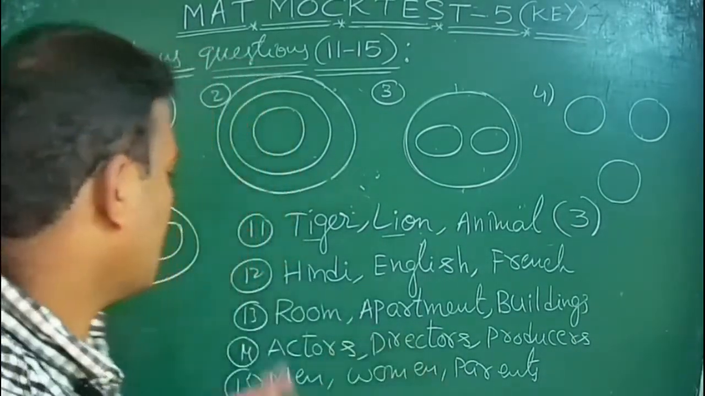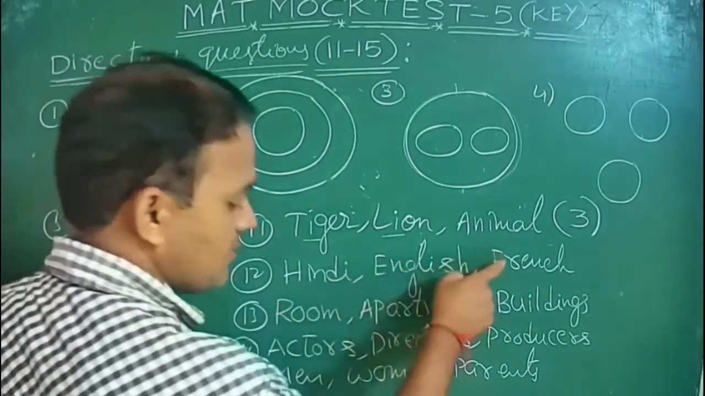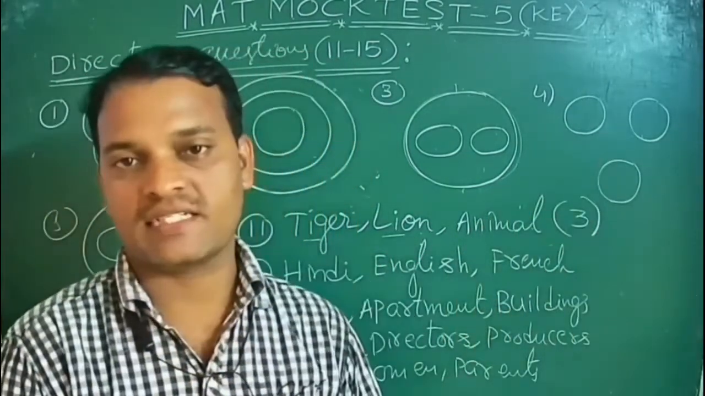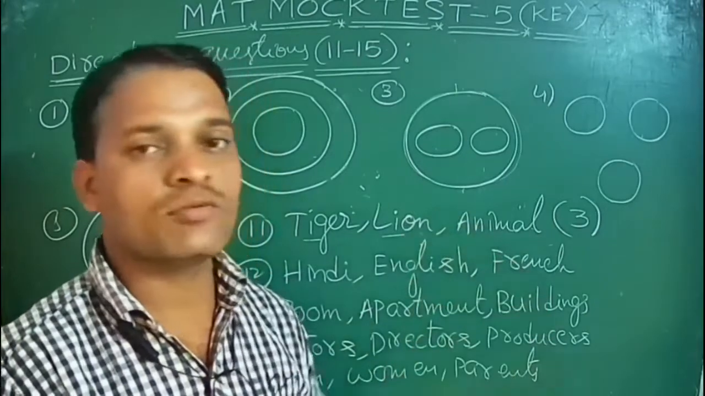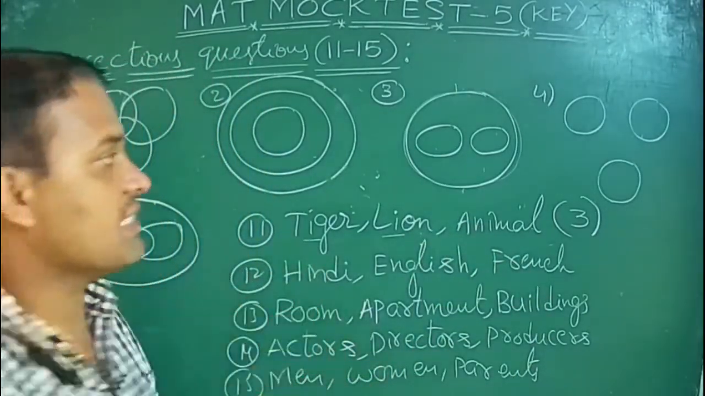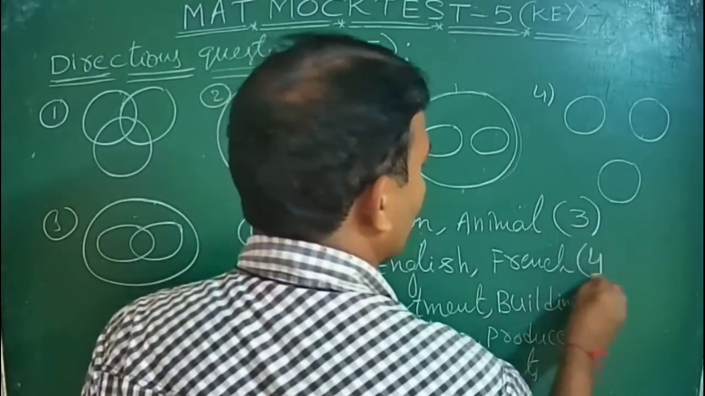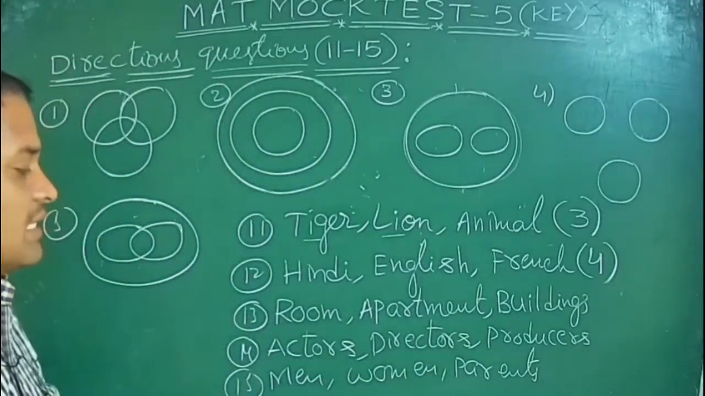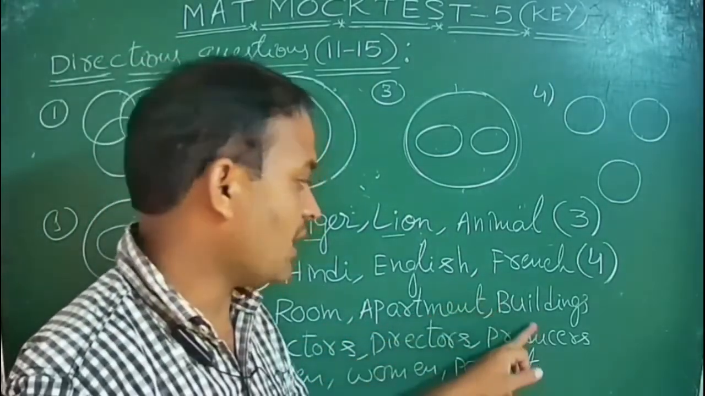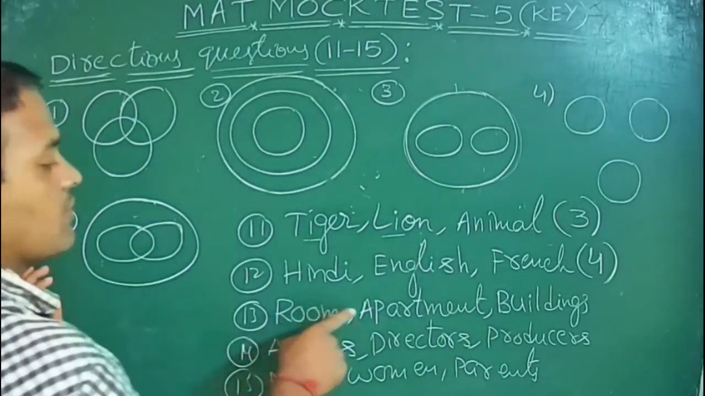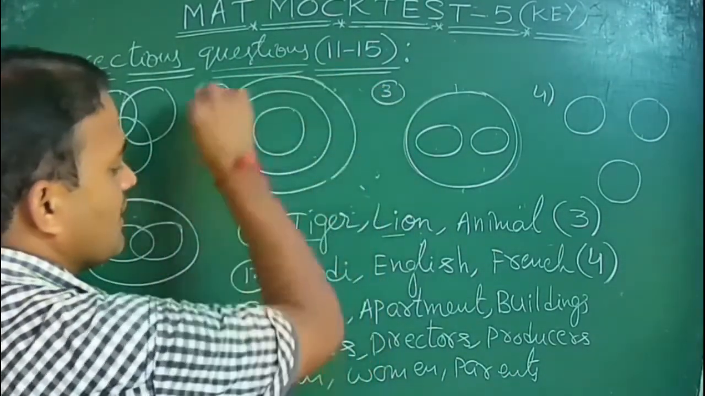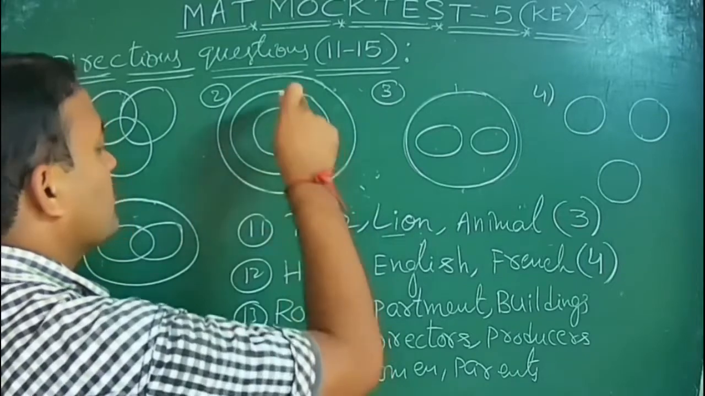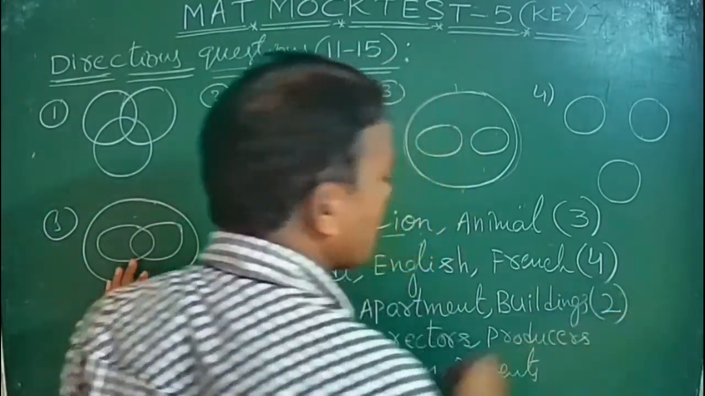Clear? Next, the 12th question: Hindi, English, French. These three are different subjects. There is no intersection between any two subjects. So English different, Hindi different, French different, and the suitable Venn diagram is the fourth option. Clear? Similarly, the 13th one is room, apartment and buildings. Suppose this big circle is taken as apartment. In apartment, buildings are there. In buildings, rooms will be there. So option 2 is the suitable answer.